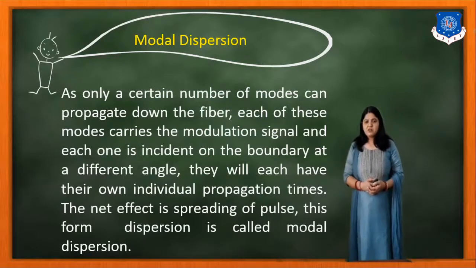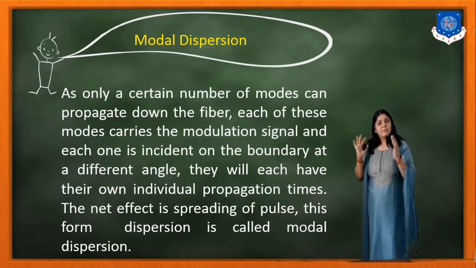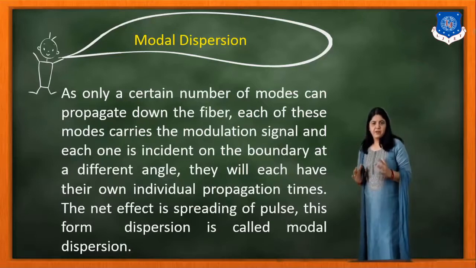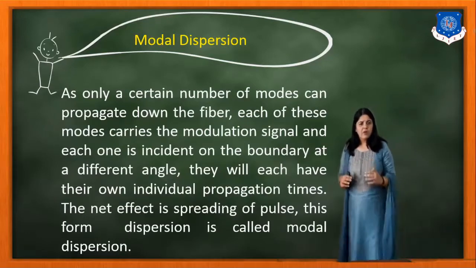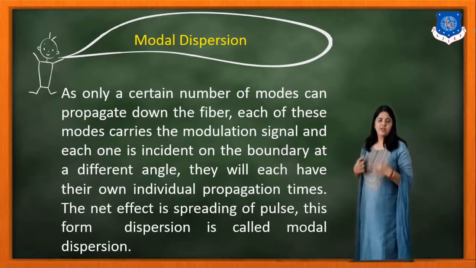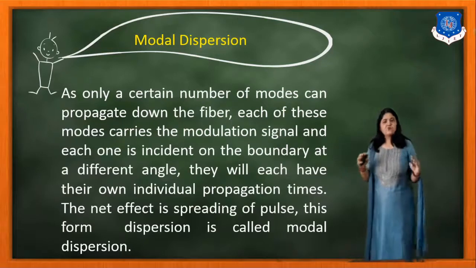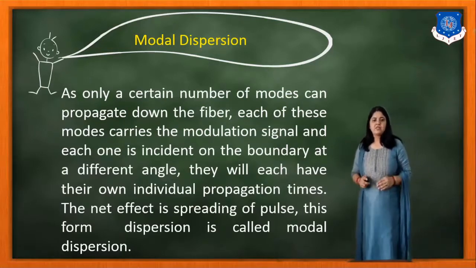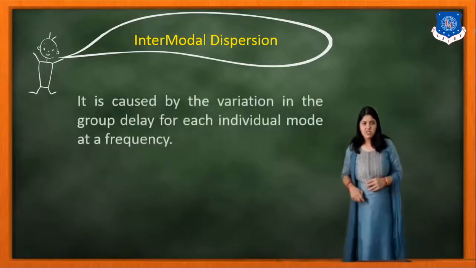Now, the modal dispersion. What is the modal dispersion? Only a certain number of modes can propagate down the fiber. Each of these modes carries the modulating signal, and each one is incident on the boundary at a different angle. So they will each have their own individual propagation times, and the effect is the spreading of the pulse, which is referred to as modal dispersion.